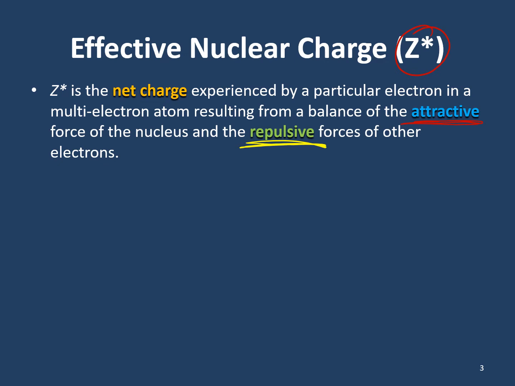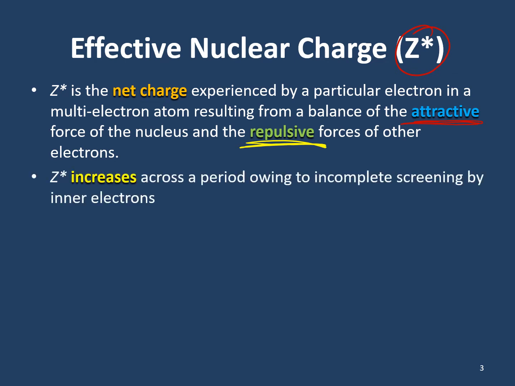Now, there's an equation in your textbook on how to calculate this. I don't really need you to know that. I really need you to know the trend, which is that the effective nuclear charge is going to increase across a period. In other words, fluorine has a much larger effective nuclear charge than, say, lithium. This is due to the incomplete screening, as we say, by the inner electrons. The inner electrons only take a small portion of a +1 attraction from the nucleus because of the repulsive forces that they're also experiencing.